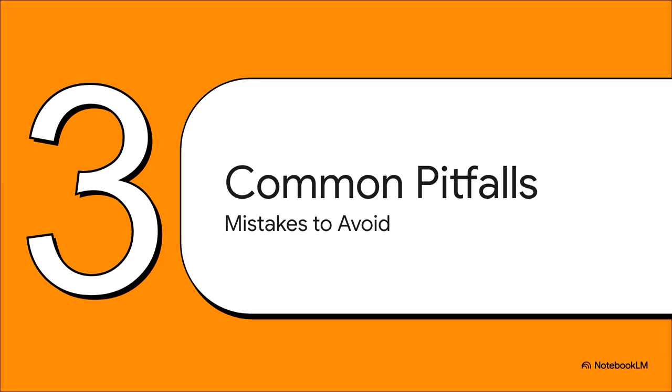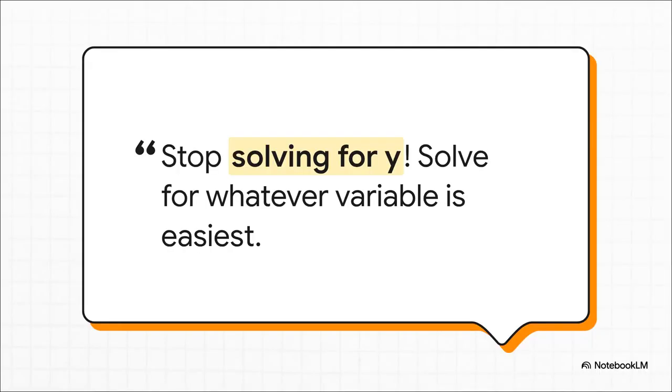Now, these methods are awesome, but like any powerful tool, you got to use them right. So let's talk about a couple of the most common traps people fall into, just so you can sidestep them completely. Here's a huge pro tip for you. Stop automatically trying to solve for y first. I don't know why, but we're often taught to do that, and it can create a ton of extra work with fractions and negatives. Look at the equations. If there's an x all by itself with no number in front, solve for that first. Always, always look for the easiest path. It's faster, and you'll make way fewer mistakes.